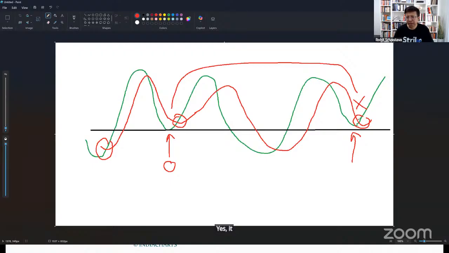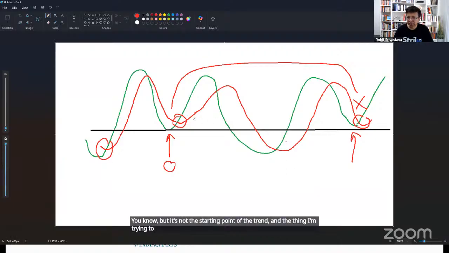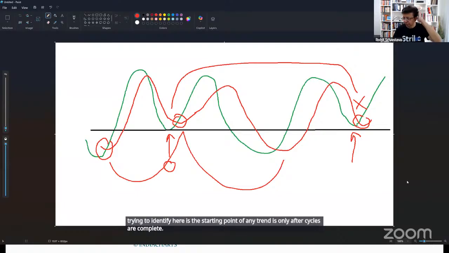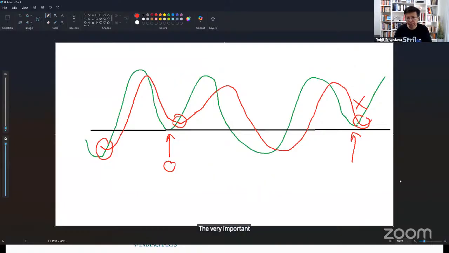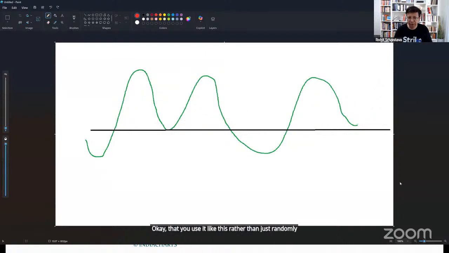Yes, it could be that you're still in between a trend and there is more upside, but it's not the starting point of the trend. And the thing I'm trying to identify here is the starting point of any trend is only after cycles are complete. It's a very important concept in using the RMI. You use it like this rather than just randomly taking any buy or sell signal.